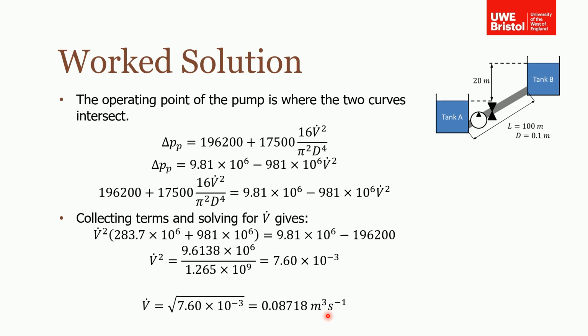However, we just need to confirm that this answer is right, because we made an assumption in solving this. The assumption that we made was that the flow in the pipe was turbulent, and therefore we could use the friction factor that we were given. So we just need to check that that assumption is correct. Otherwise, this value we've got here isn't valid.